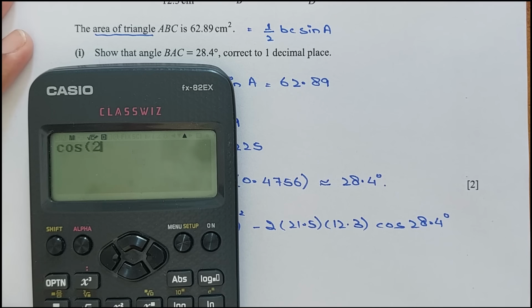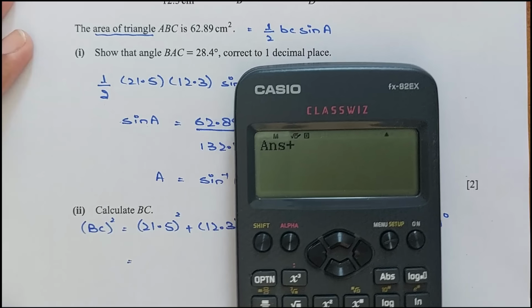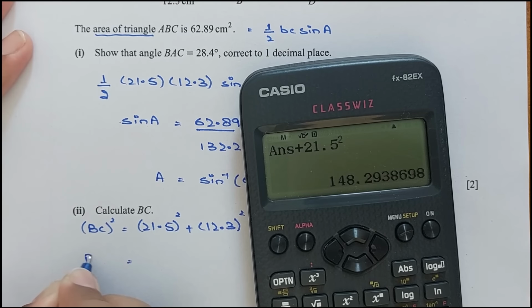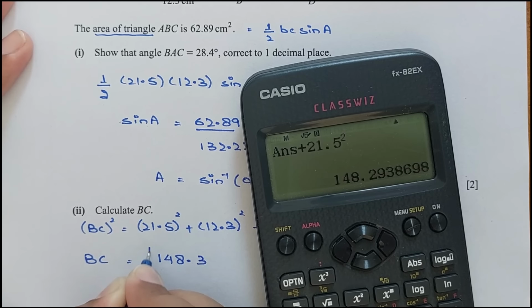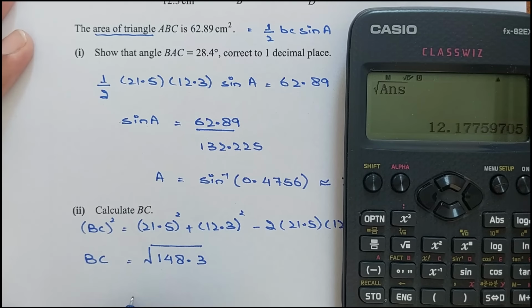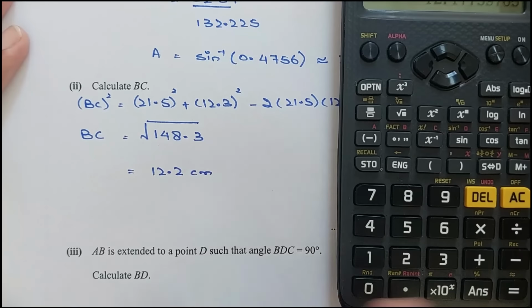You can easily get that value. So cos of 28.4 multiplied by 12.3, multiplied by 21.5, multiplied by minus 2, add 12.3 squared and add 21.5 squared, which is 148.3. Now BC is the square root of 148.3. So the square root of the answer is 12.17 or 12.2. This is 12.2 centimeters, the length BC.